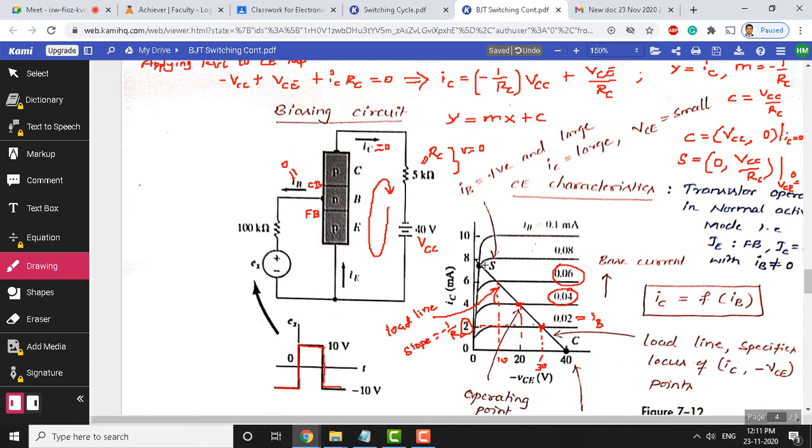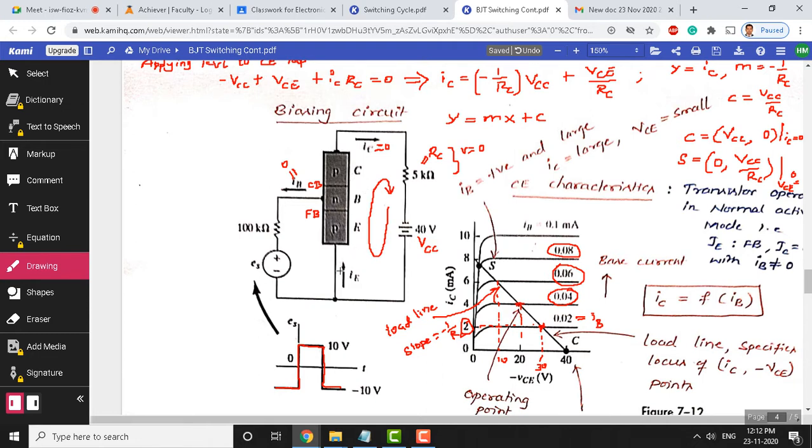And lastly, at the saturation point, you can see S stands here for saturation, and at this point the base current is 0.08 milliampere. For this base current, collector emitter voltage is close to 0. That means across the transistor there is no drop. So now 40 volts will be completely dropping across this 5 kilo ohm resistor. 8 milliampere is the collector current, 8 into 5 kilo ohm becomes 40 volts. So, there is no drop across the transistor.